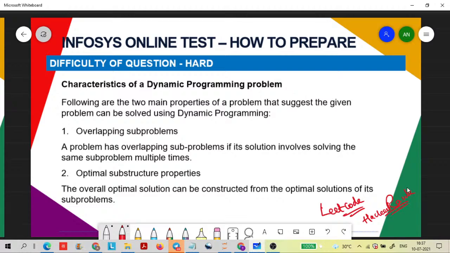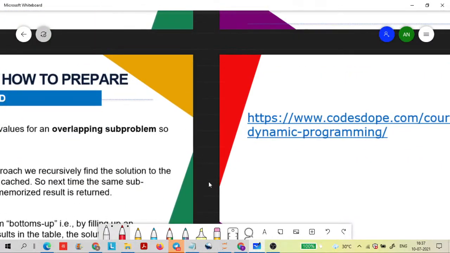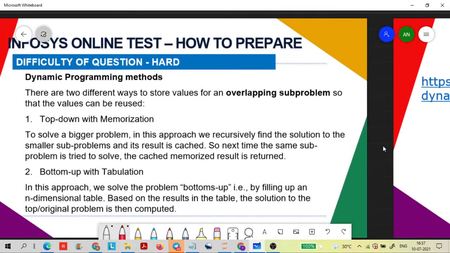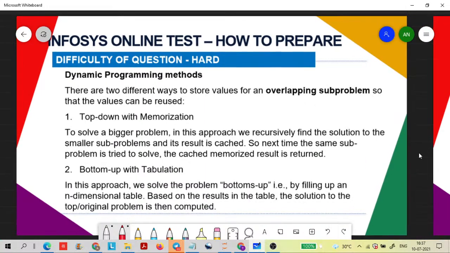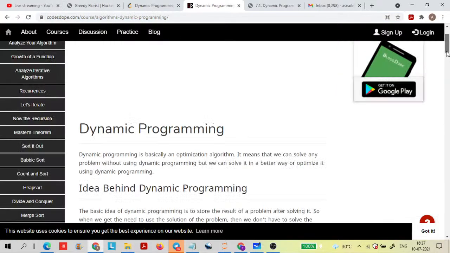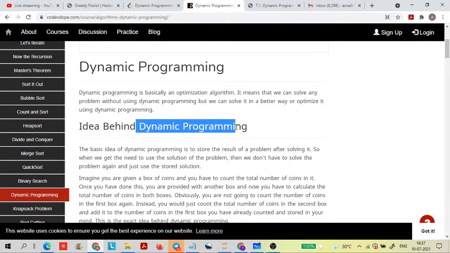Okay, on dynamic programming, there are 2 main properties, that is overlapping sub problems and optimal substructure properties. Even in the dynamic programming method, there are 2 different ways, that is top down and memoization. Okay, so for this you need to go through some of the concepts. For example, the idea behind dynamic programming is that it stores the result of a problem after solving it.